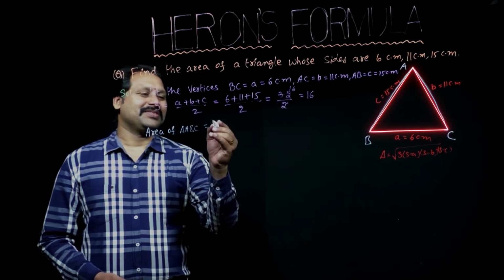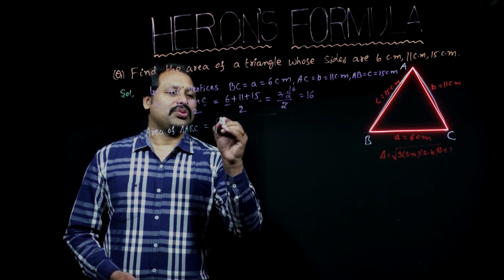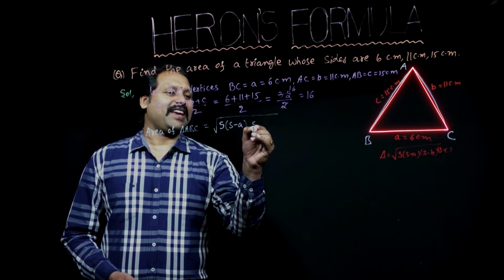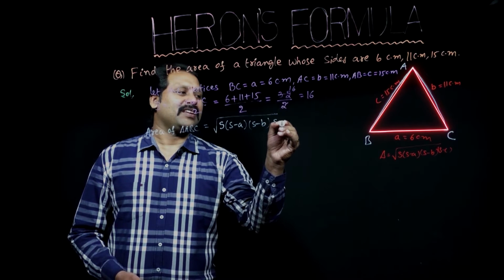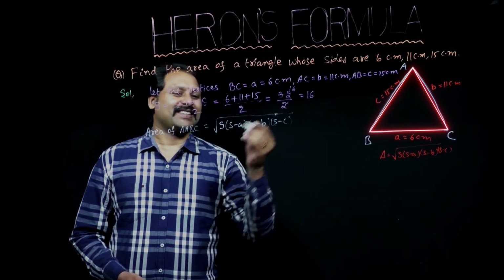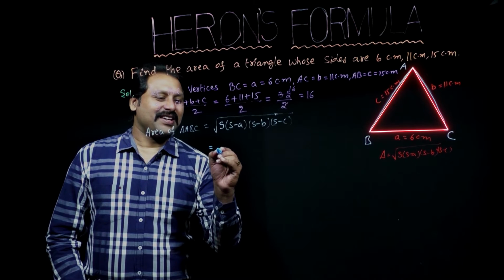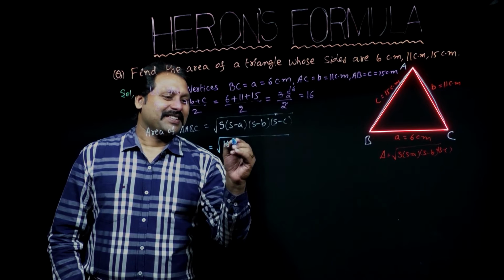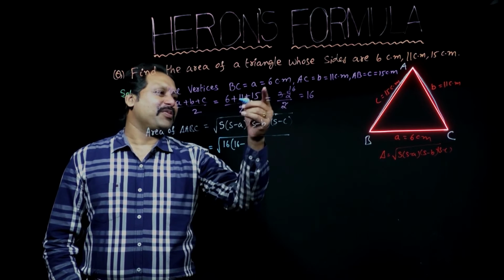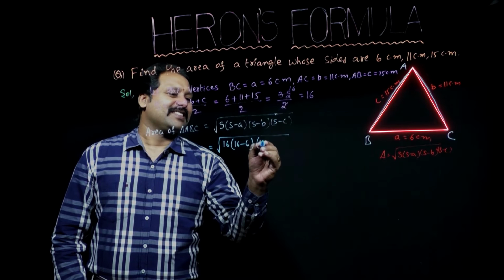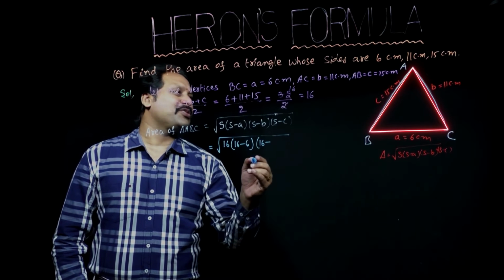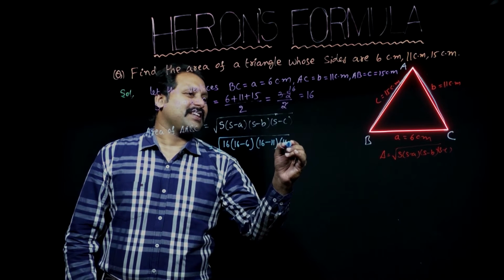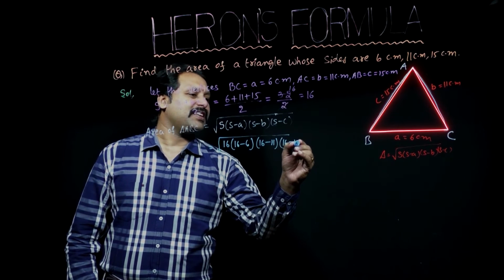ABC equal to under root s into s minus a, s minus b, s minus c. Now substitute the values here. Under root s is 16. 16 minus a is going to be 6. 16 minus b is going to be 11. S minus c, 16 minus c is going to be 15.